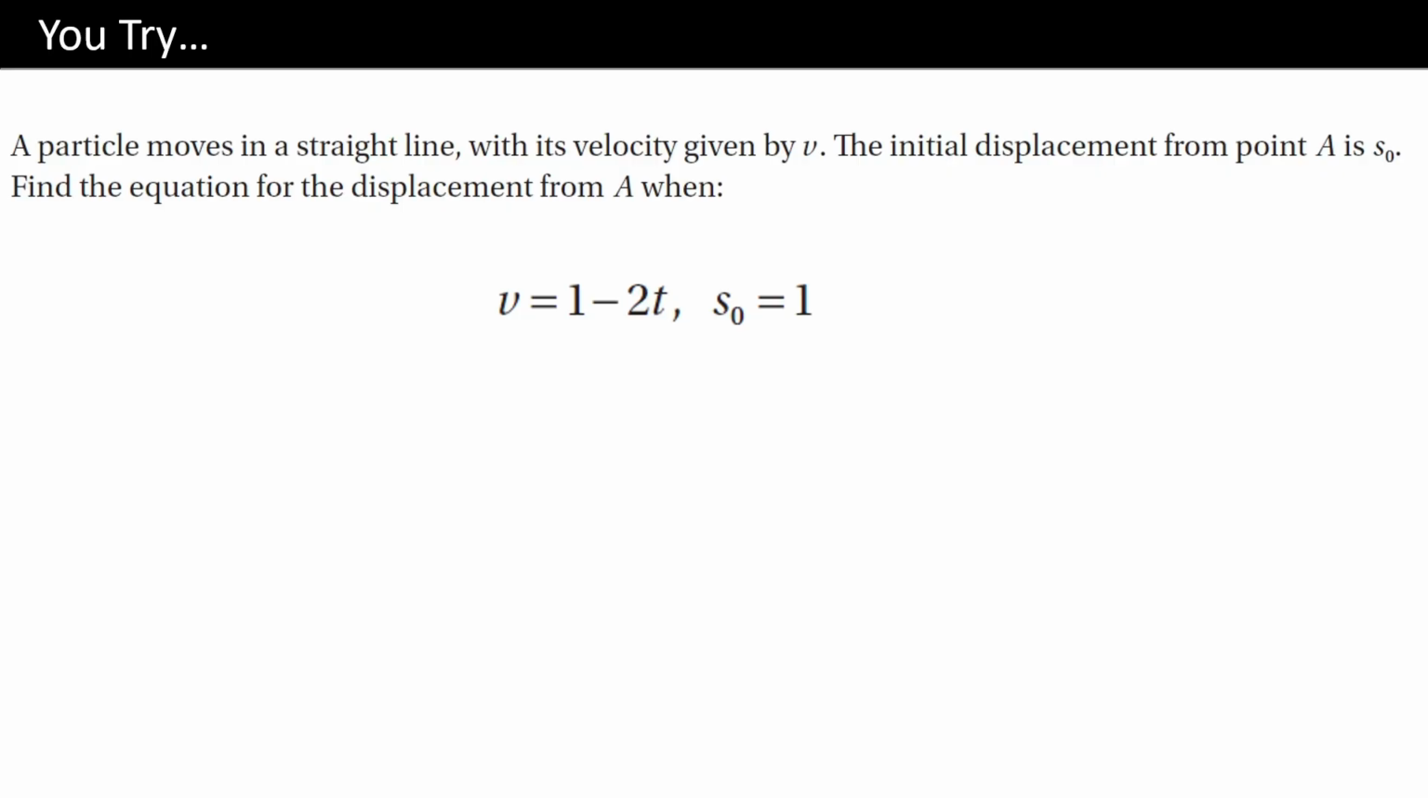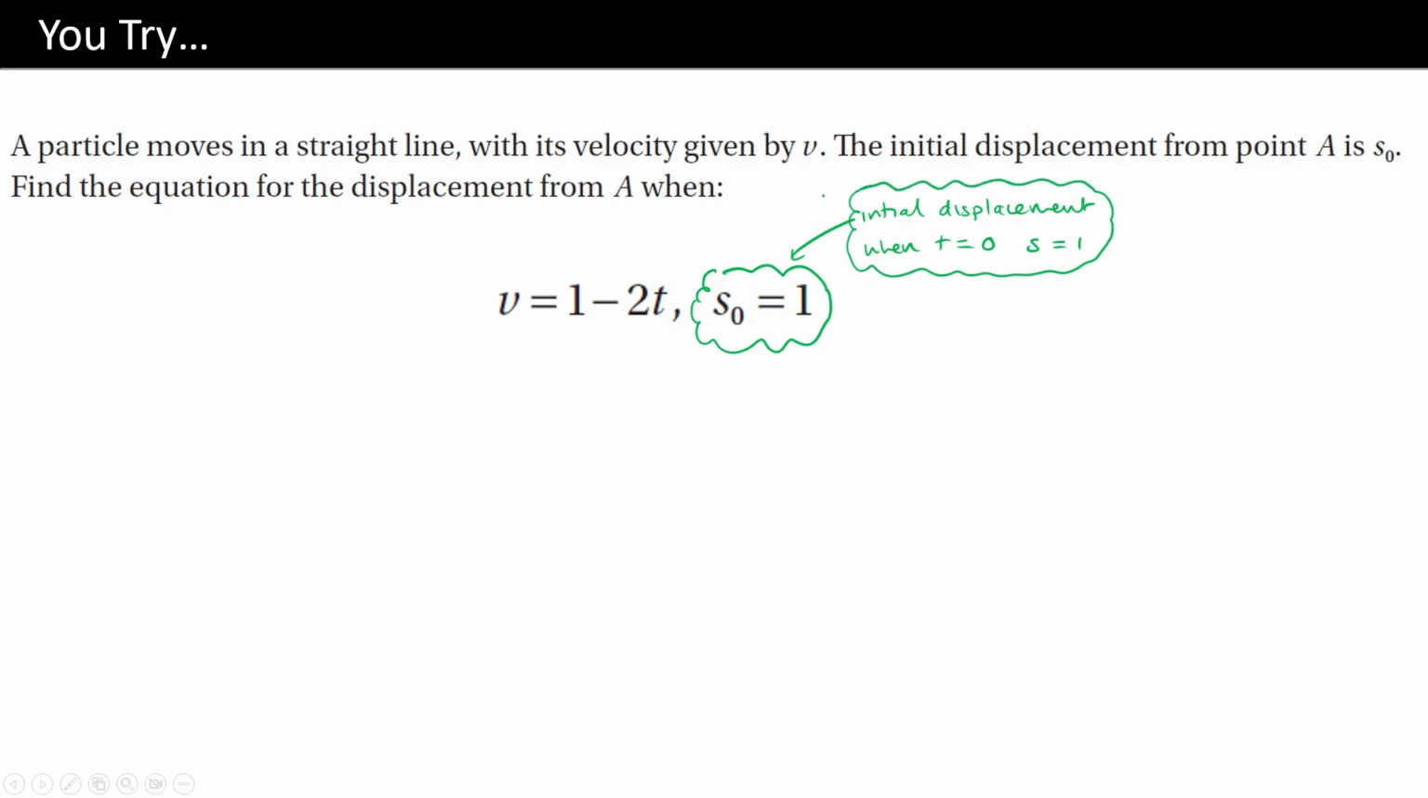So now let's have a look at a question for you to try. It says a particle moves in a straight line with its velocity given by v. The initial displacement from point A is S0. Find the equation for the displacement from A when v equals 1 minus 2t. In terms of this here, this is basically a representation of our initial displacement, and what this tells us is that when t equals 0, S equals 1. That is something you're going to need to know when working out this particular question.